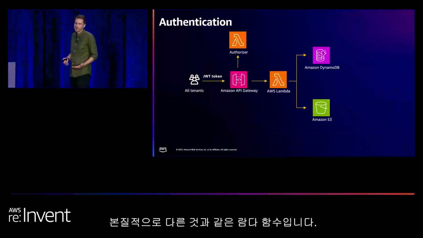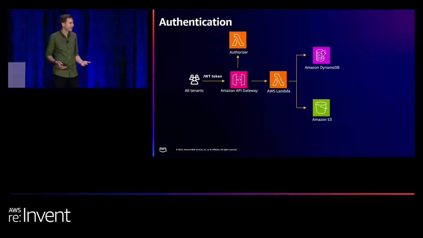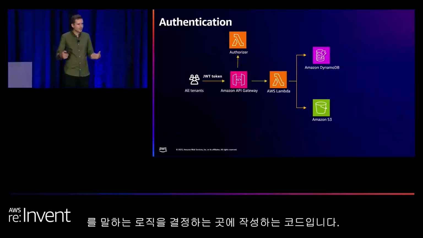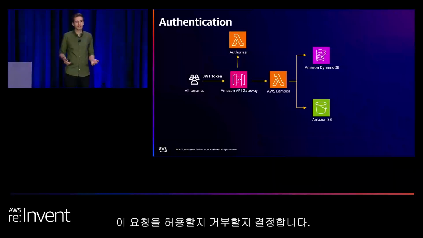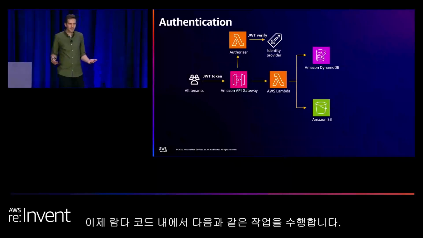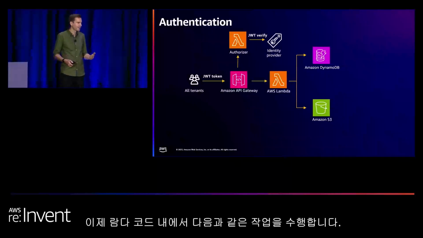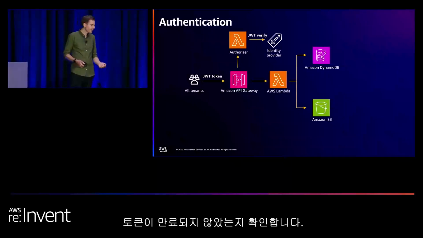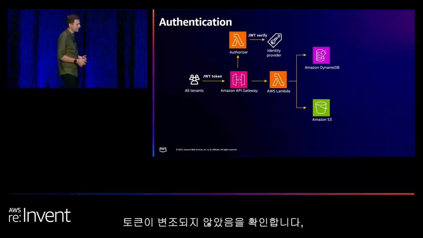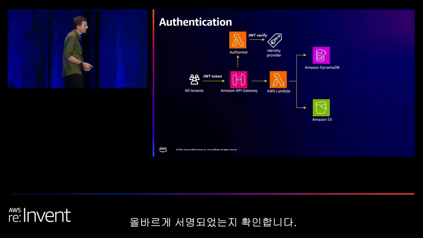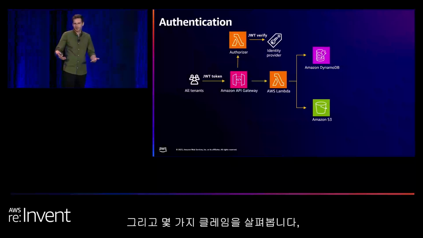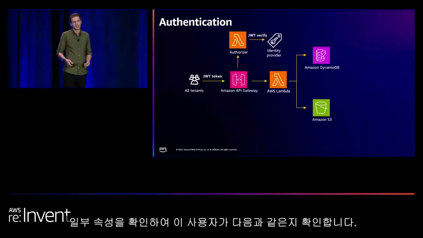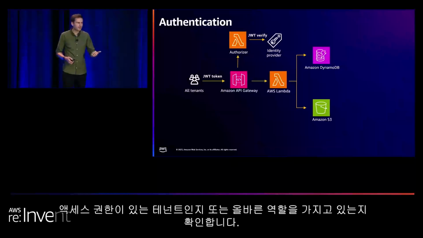It's essentially a Lambda function like any other. It's a small piece of custom code that you write where you decide the logic to say whether this request is allowed or denied. Inside that Lambda code, you'll do things like check that the token hasn't expired. You'll validate that it hasn't been tampered with, that it's signed correctly. And then you'll look at some of the claims, some of the attributes, to see whether this user is a tenant which has access or has the correct role.